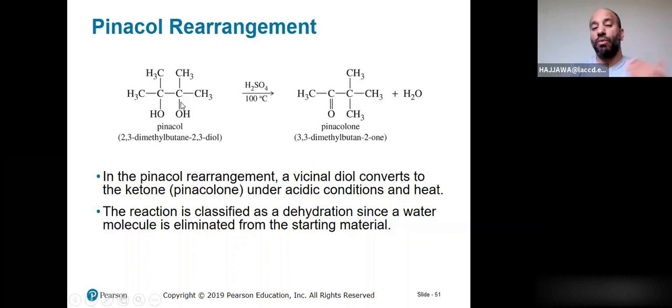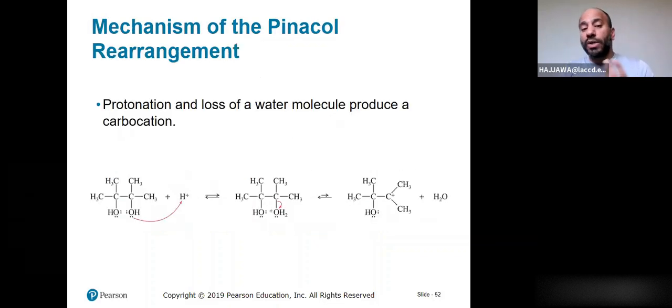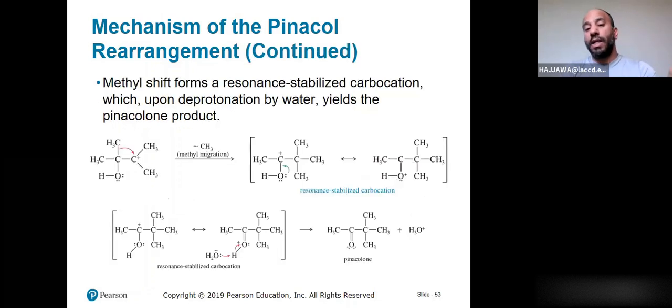So how is that going to happen? Well, keep in mind that the motive here is to form the ketone structure, as it is going to be a more stable structure than the diol. You will protonate one of the OHs. It's a strong acid being used to protonate one of them. Once you do that, you end up making the protonated OH, giving you a carbocation. Once you form the carbocation, the CH3 that's on the carbon that has the OH will rearrange.